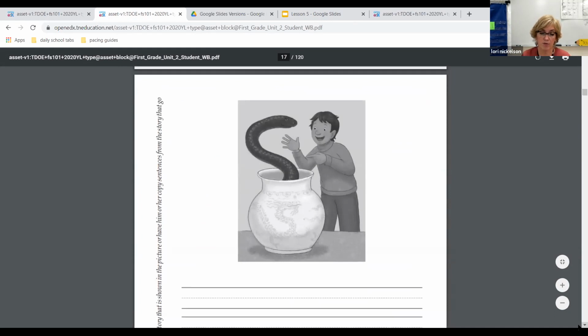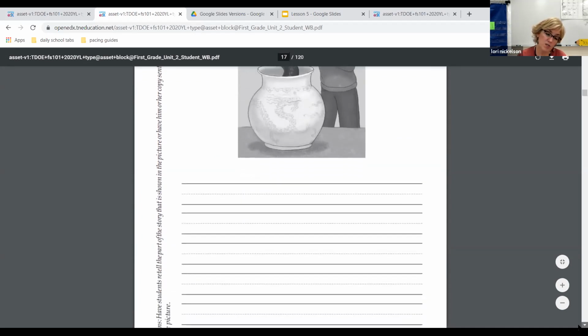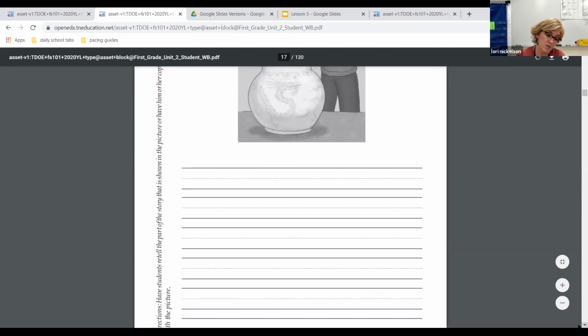Oh, look at that picture there of Josh and Wong. So on this page, notice there's a bunch of lines. So what you're going to do is you're going to retell the part of the story that is shown in the picture here. All right. So you're going to retell that story again about that picture.